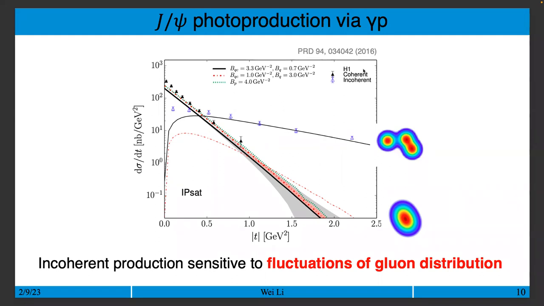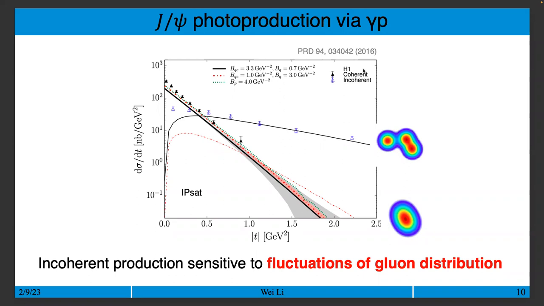No, this is gamma P, EP. So coherent will be you interact with the proton as a whole. Incoherent will be you interact with some gluon inside the nucleus. The data points are all right. The signature is the slope in the T.